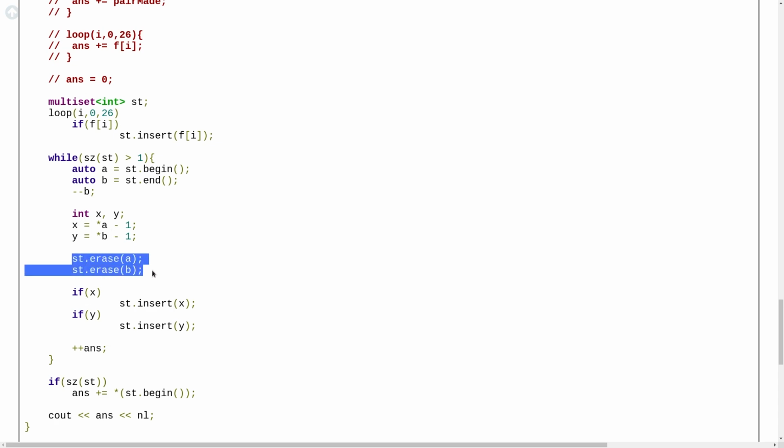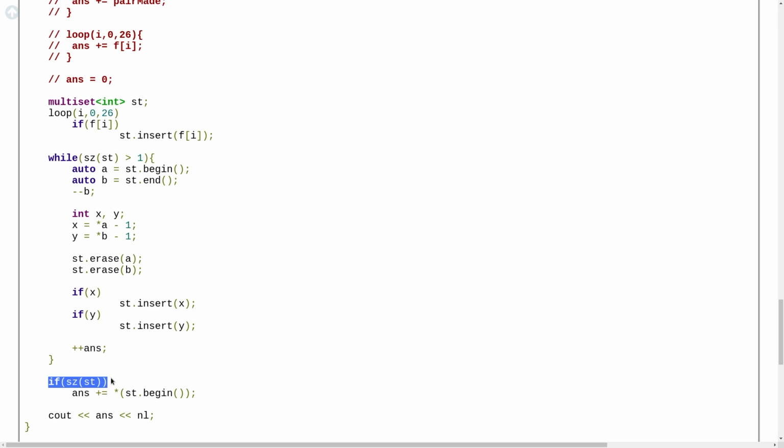Now I just erase the initial pointers that I have got from the multiset, and if the value of x is positive or greater than 0, I insert x again into my multiset, and if the value of y is greater than 0, again I insert it into my multiset. And since these were processed as a pair, my answer will increment by 1.